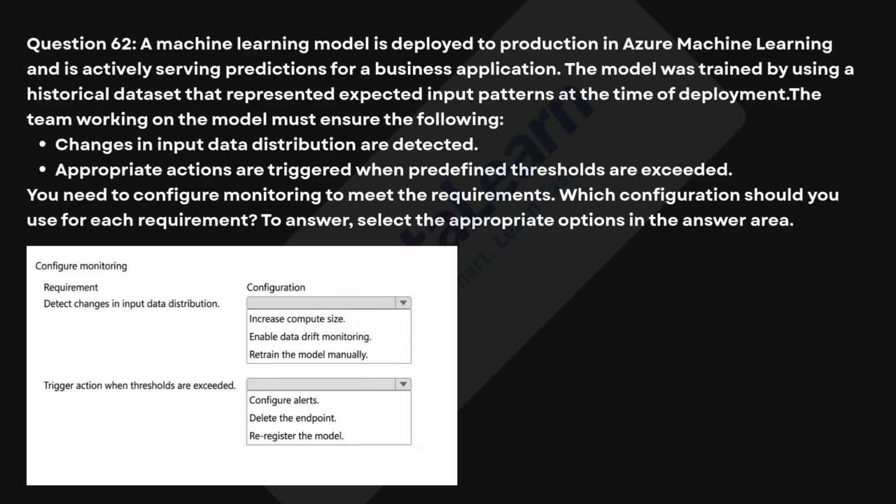Which configuration should you use for each requirement? To answer, select the appropriate options in the answer area. Requirement 1. Detect changes in input data distribution. Options: enable data drift monitoring. Increase compute size. Retrain the model manually. Requirement 2. Trigger action when thresholds are exceeded. Options: configure alerts. Delete the endpoint. Re-register the model.